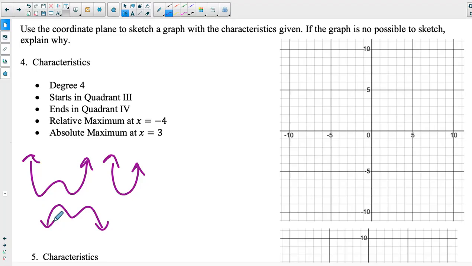All right. But so it tells me I start in 3 and I end in 4. So that means my degree 4 goes like this, it goes down. Okay. So I'm going to start with that. So I got 2 arrows going down.